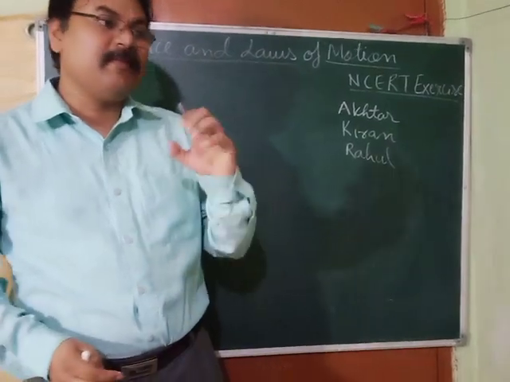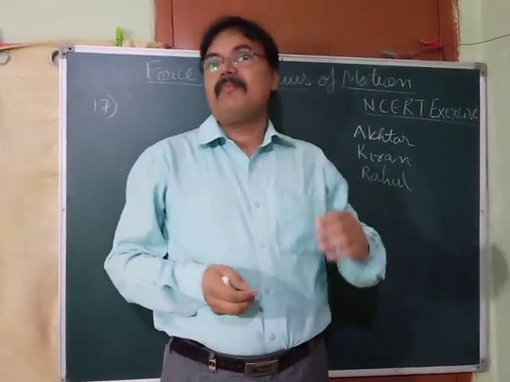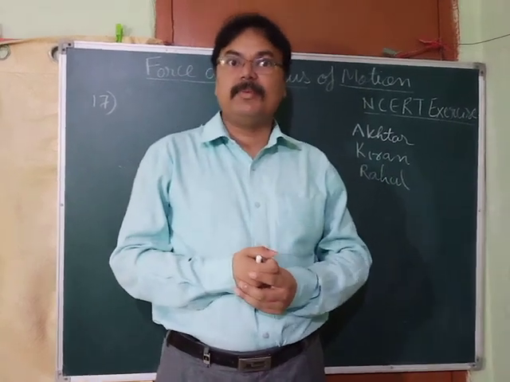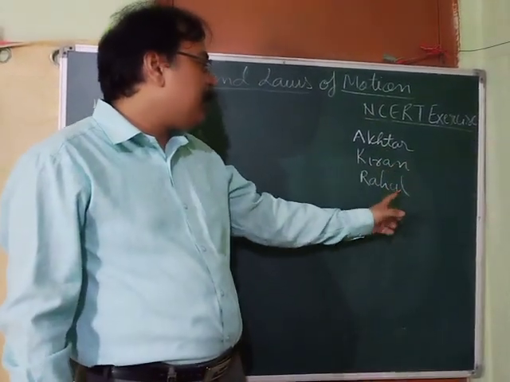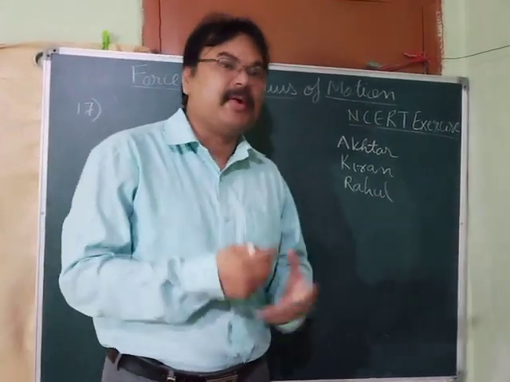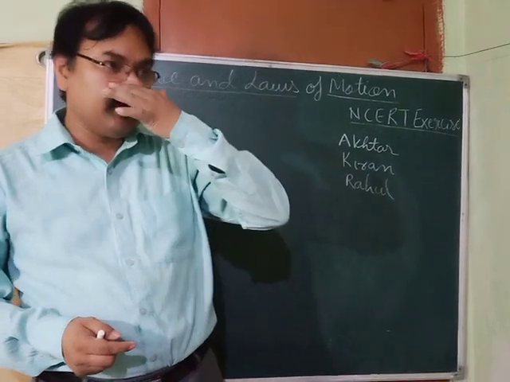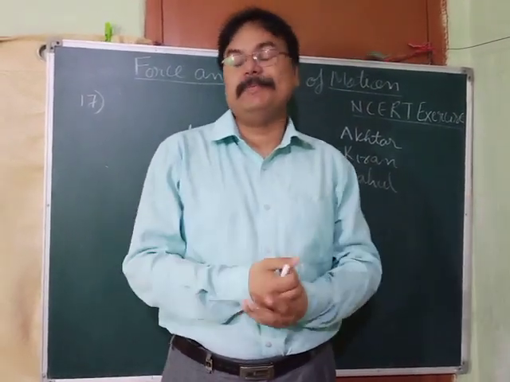See, question number 17 is a descriptive type question. It means the question is longer but the answer is very small. It is conceptual based. There are Akhtar, Kiran and Rahul. They all are traveling in a car, a very fast moving car on an expressway, with a huge velocity.